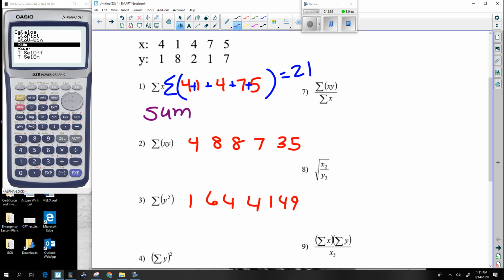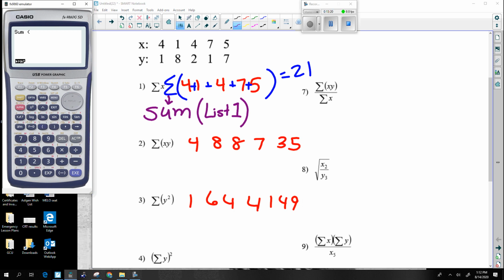All right? So what I'm going to do is go to my calculator and go to the word sum. That's the same thing as sigma. Now, what do I want to sum in this situation? I want to sum x, which is, in other words, list 1. I add parentheses around what I want to sum. They don't automatically add parentheses. I physically do it. It's just good programming. So I'm going to sum list 1. That is the sum of x. That comes out to be 21.